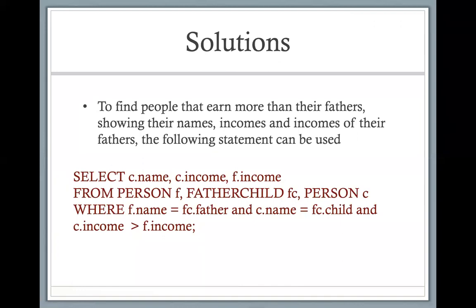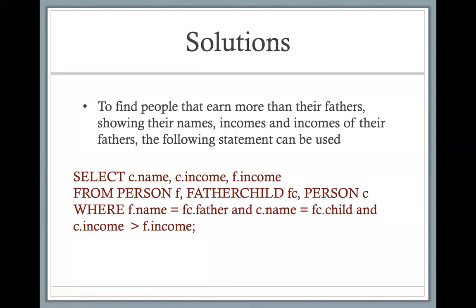So we want to say, okay, this is the person, this is his or her father, and we want their income, the income of the person and the income of the father. So I really need just father child, and I need to join it with person twice, once to get the income of the father, and once to get the income of the child. So let's see how we write this.